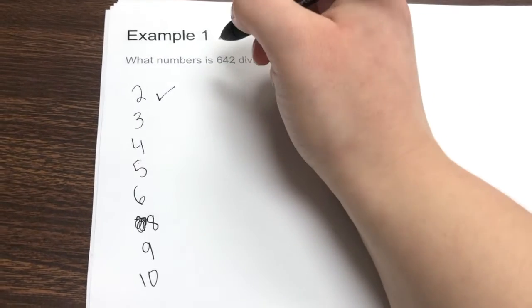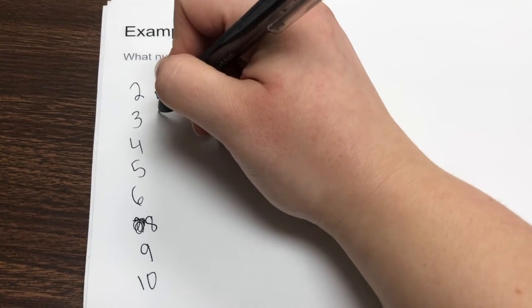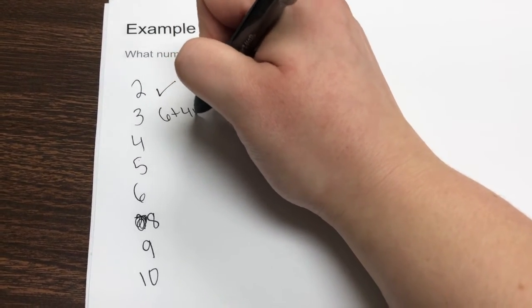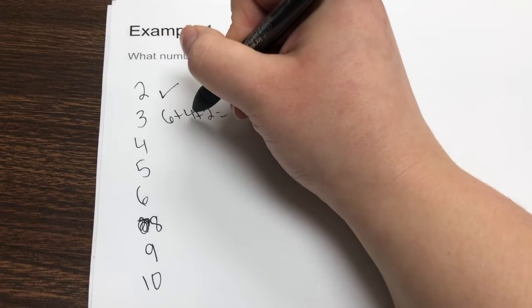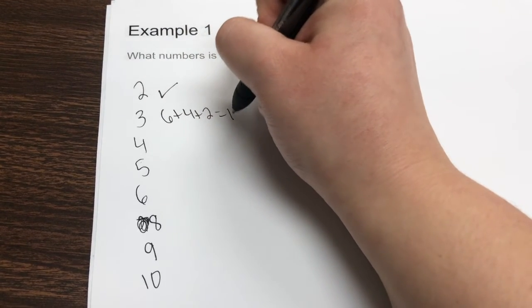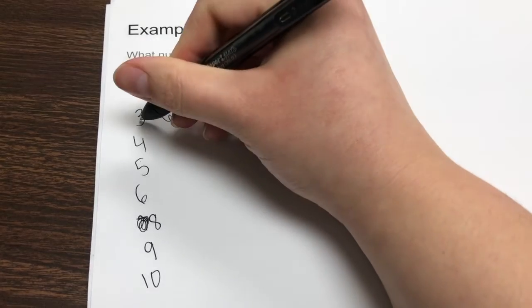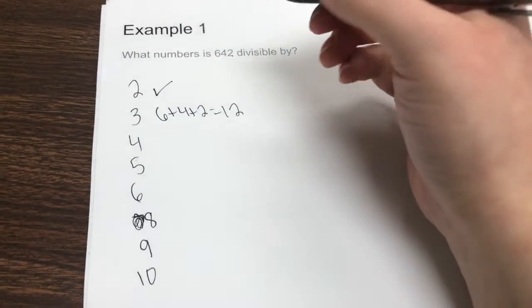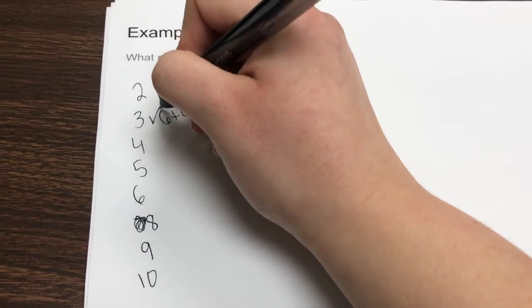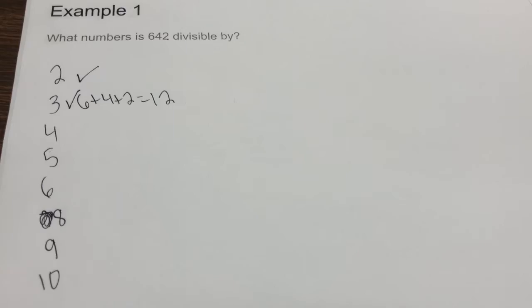Okay, 3, so I'm going to add my digits. So 6 plus 4 plus 2. 6 plus 4 is 10, plus 2 is 12. Is 12 a multiple of 3? Well, 3 times 4 is 12, so yes, it is divisible by 3.